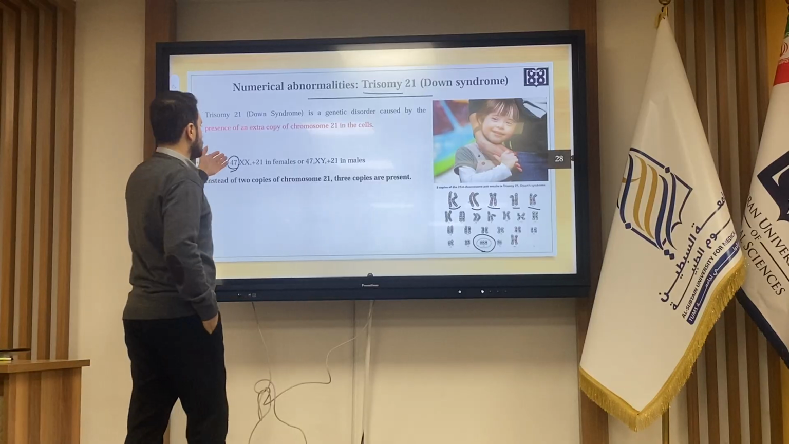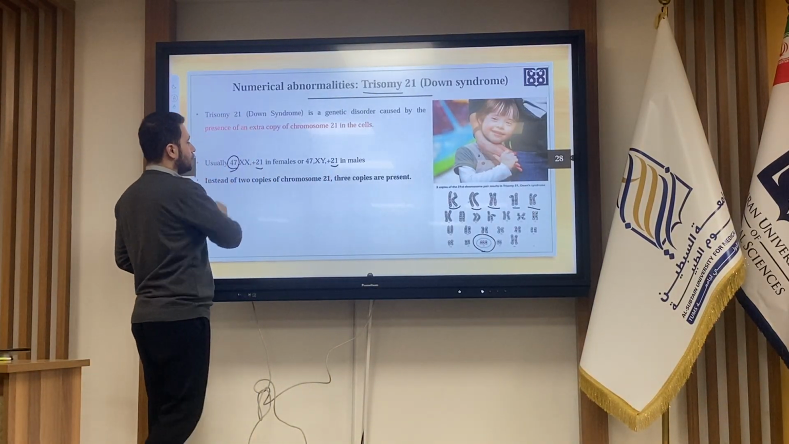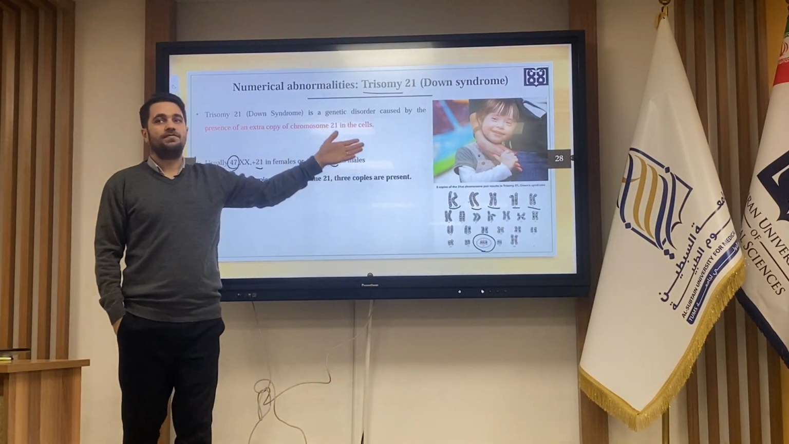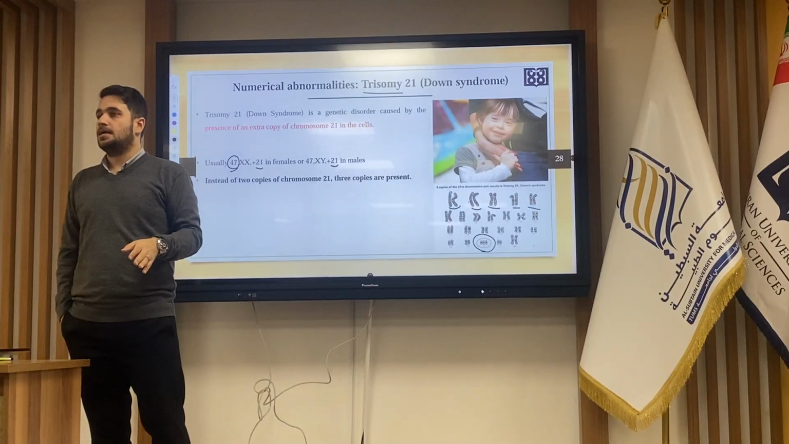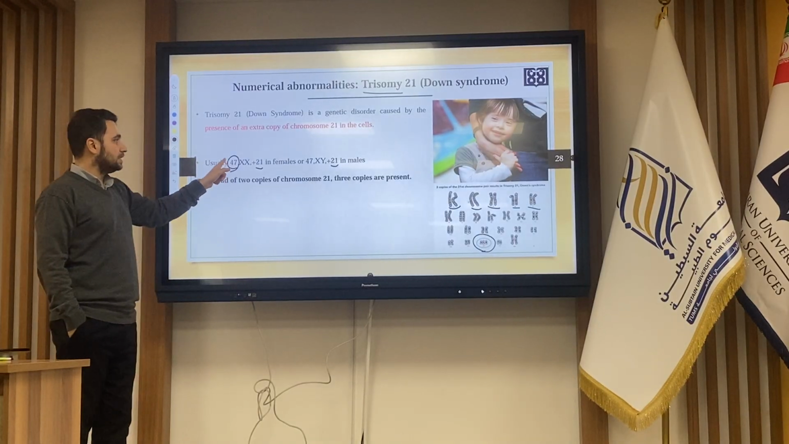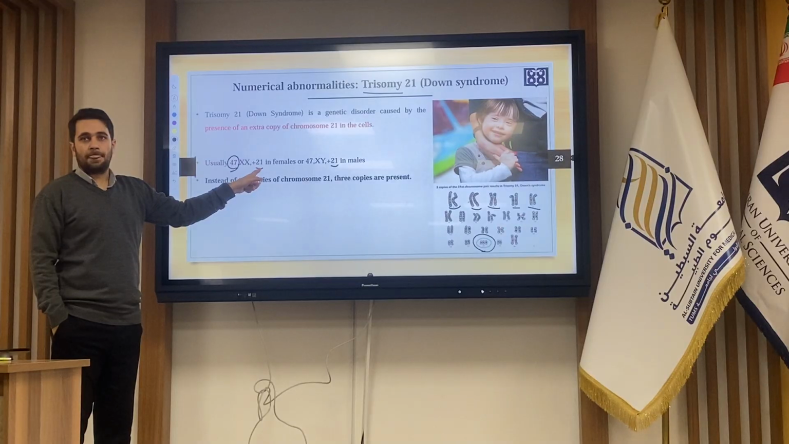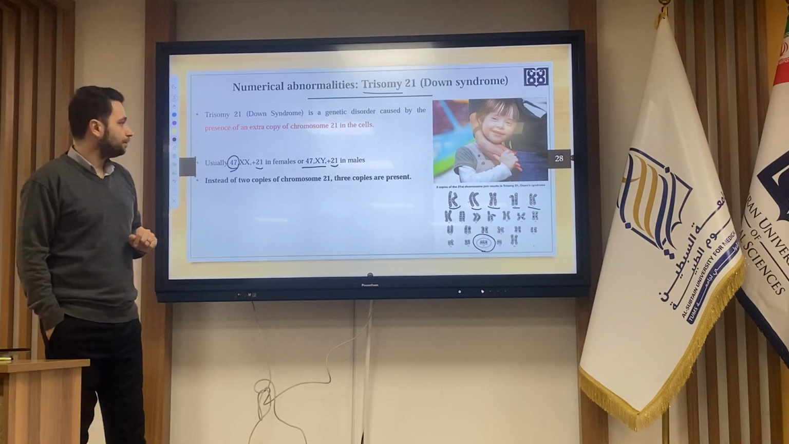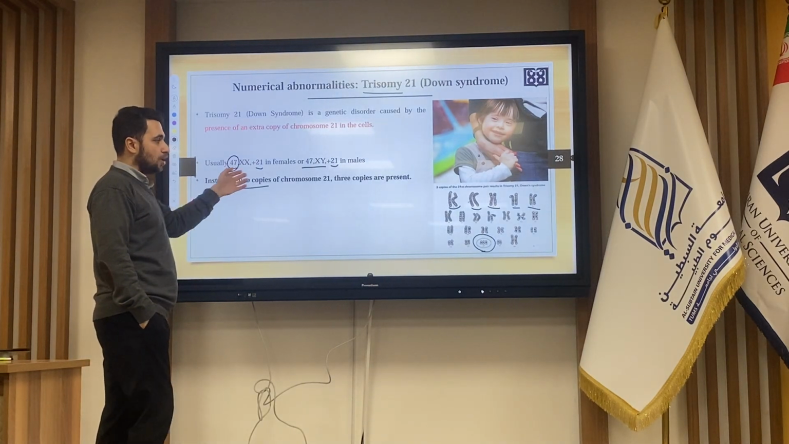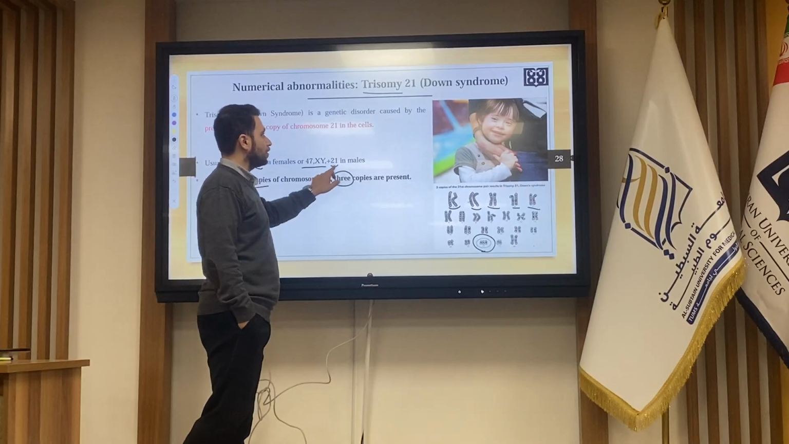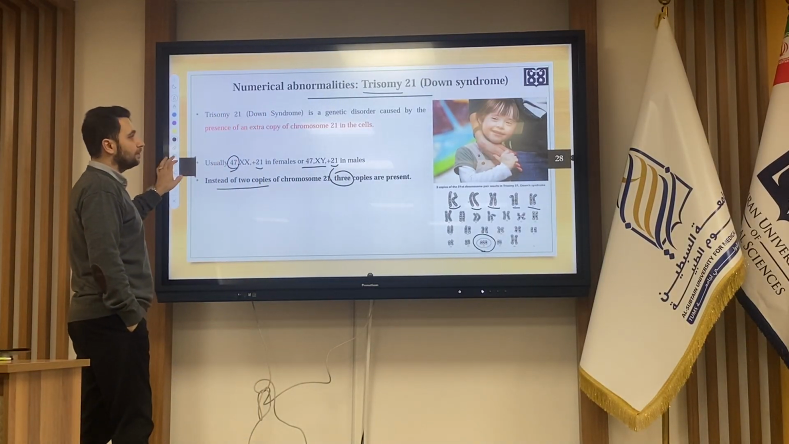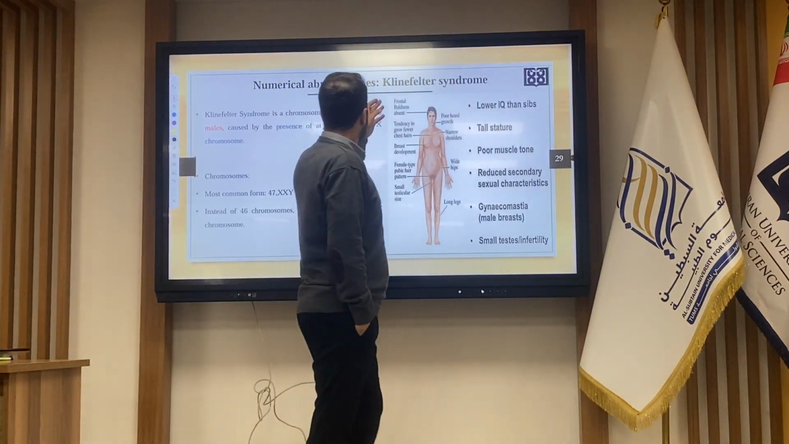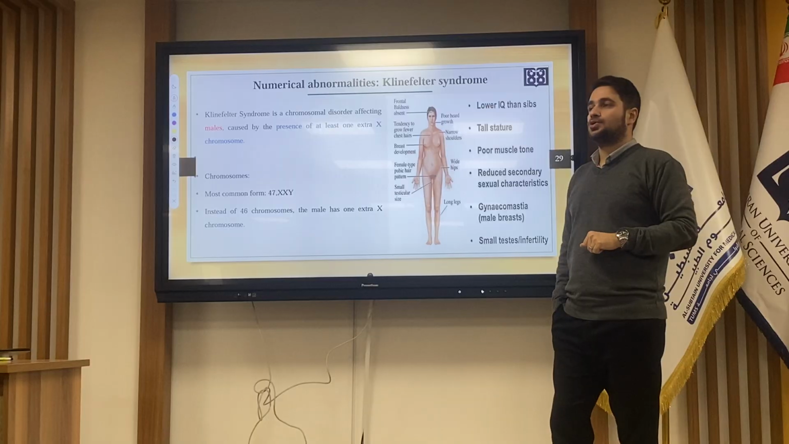And also, I told you, Down syndrome occurs in women and also in men. In women it is 47XX, and in men it is 47XY. And instead of having two copies of chromosome 21, we have three copies. And you are seeing the picture and the morphology of this trisomy 21 syndrome.